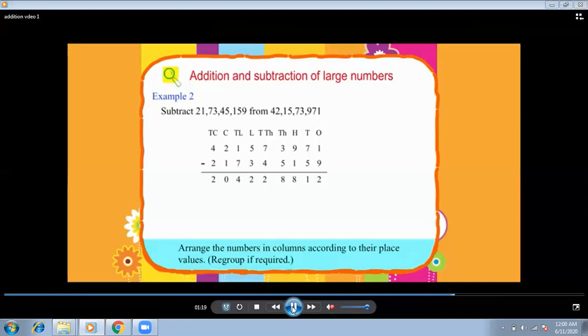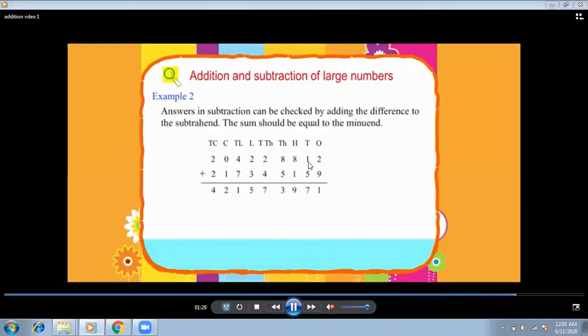Like for example, how you can check the number. This is minuend, subtrahend, and difference. So you will add difference and subtrahend, then you will get the minuend in the answer. 9 plus 2, 11. 5 plus 1, 6 plus 1, 7. 8 plus 1 plus 9. 8 plus 5 is equal to 13. 4 plus 2, 6 plus 1, 7. 3 plus 2, 5. 7 plus 4, 11. 1 carry 1 here. 1 plus 1, 2.